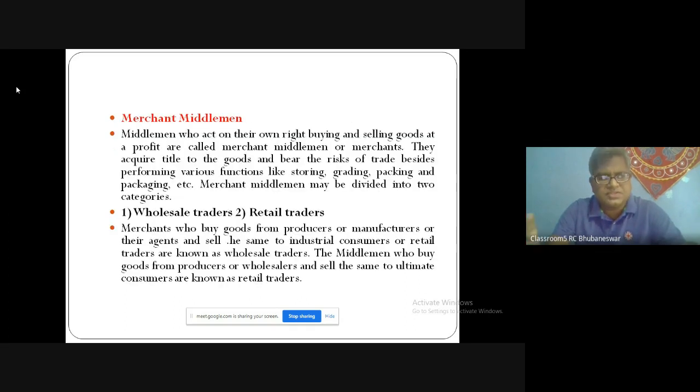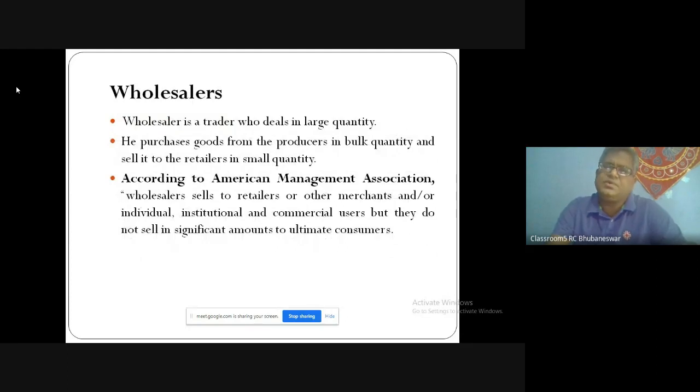And some merchant middlemen are there: the wholesaler traders and retail traders. If you talk about a wholesaler, who is called a wholesaler? Now, the wholesaler is a trader who deals in large quantity. The wholesaler may purchase the goods from the producer in bulk quantity and sell to the retailer in small quantity, who can purchase bulk quantity from the producers and sell it in small quantity. These persons are called wholesalers.